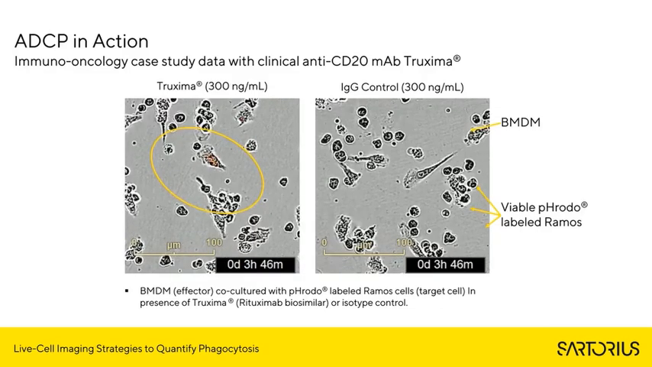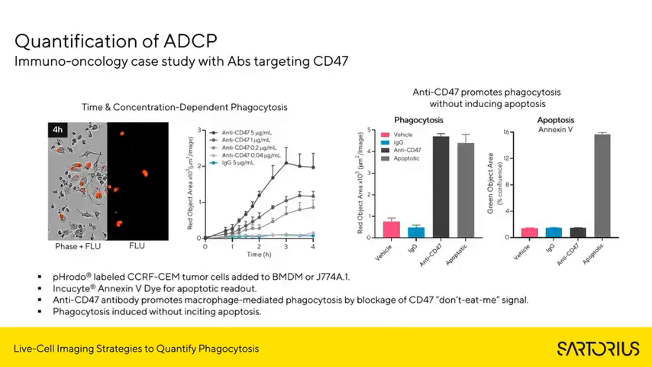To investigate don't eat me signals and quantify antibody-mediated phagocytosis in real time, Frodo-labeled CCRF-CEM tumour cells were treated with a concentration range of anti-CD47 or IgG isotype control and co-cultured with BMDM. In the presence of anti-CD47, target cells were rapidly engulfed by the macrophages, with an increase in fluorescent signal being observed, which we can see in the images here at 4 hours.